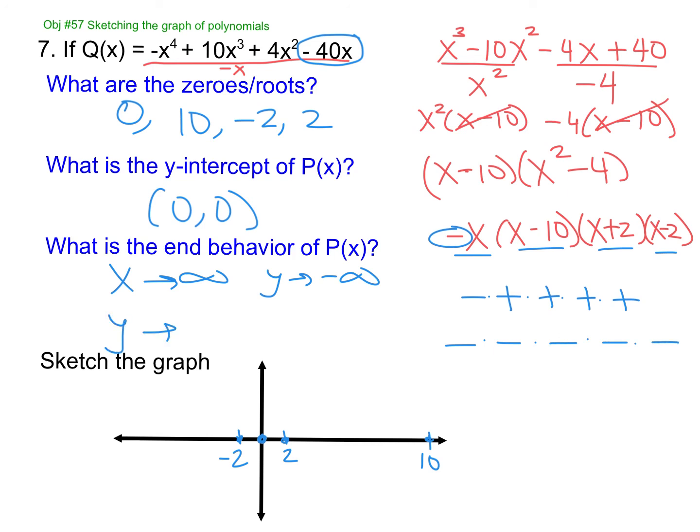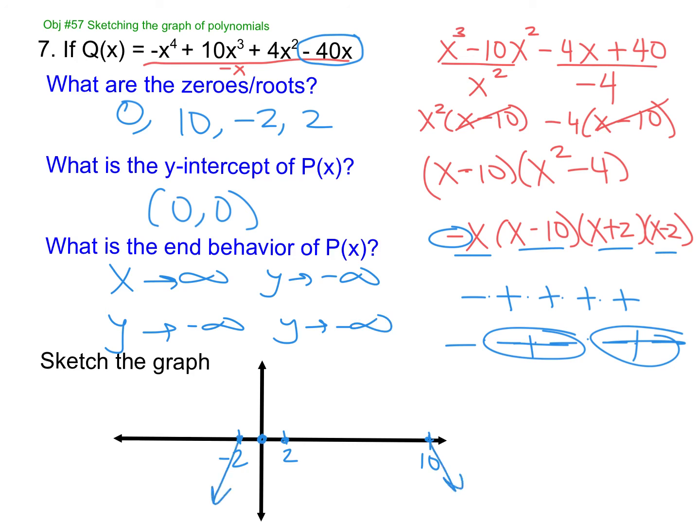What does that give us? That also gives us a negative, right? Those two cancel, and we've got 1 left over. So they're both going down. And then we go up, down, up, and down. And there's our weird looking M kind of thing.